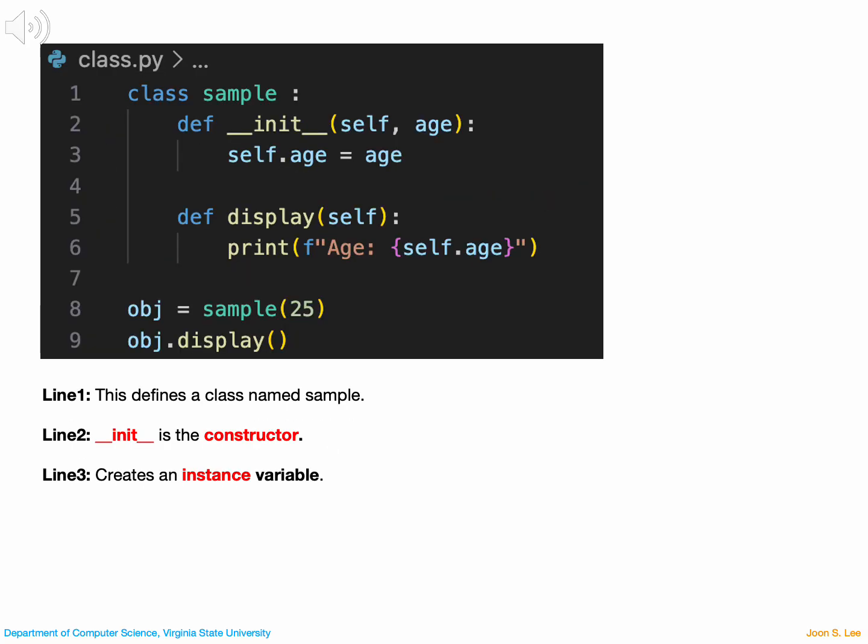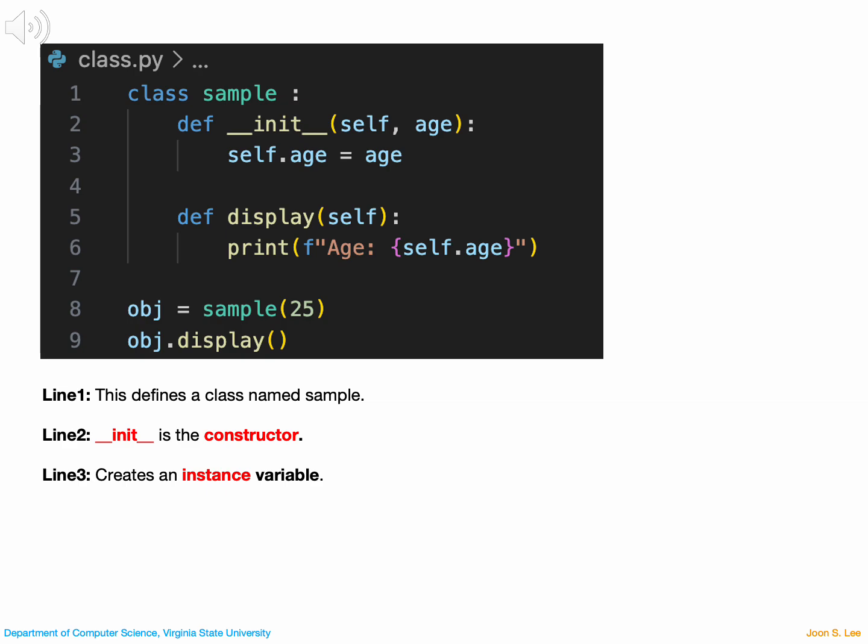Now let's look at a more realistic Python class example. On line 1, we again define a class named sample. This is still just the blueprint. On line 2, we see a special method called __init__. This is the constructor. The constructor runs automatically every time we create a new object from the class.